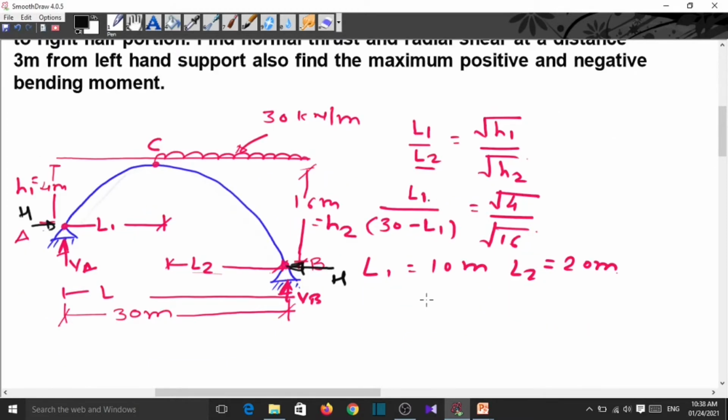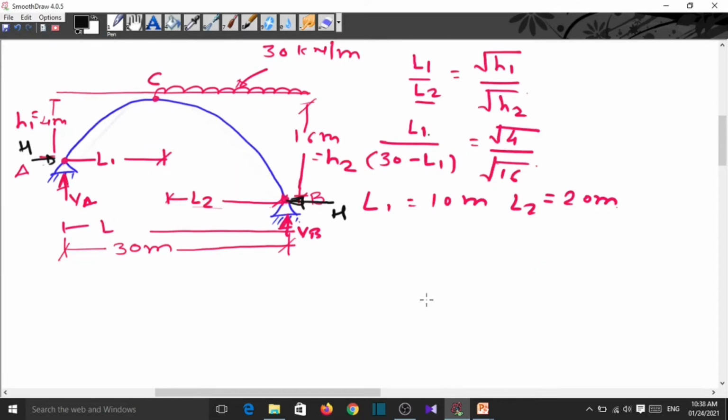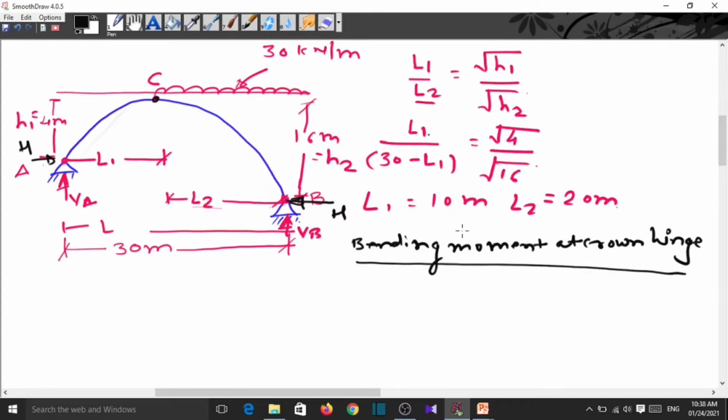Now next is to find the vertical and horizontal reactions. For that, we take the bending moment at the crown hinge. When the supports are at different levels, we cannot directly calculate the support reactions. We have to take the bending moment at the crown hinge. We know at a crown hinge the bending moment is 0.